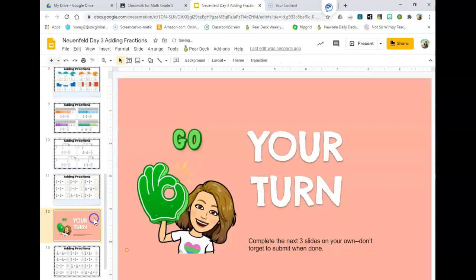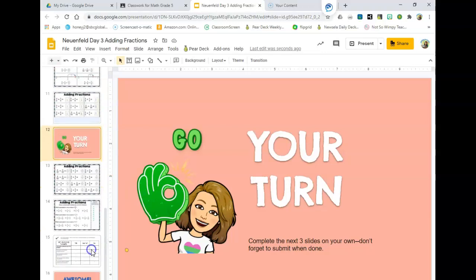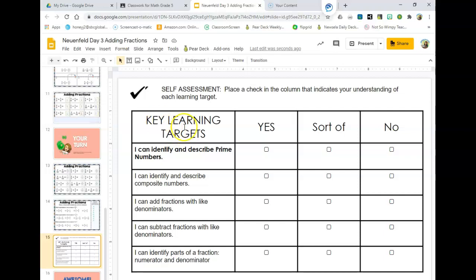All right, guys, now it's your turn. Complete the next 3 slides on your own, and don't forget to submit it when you're done. Take a second, too, at the end and tell me, can you do any of these key learning targets? Do you remember how to identify and describe a prime number? How to identify and describe composite numbers? Can you add fractions with like denominators? Can you subtract fractions with like denominators? And do you remember the parts of a fraction? Do you remember the name of the top of the fraction and the name of the bottom of the fraction?